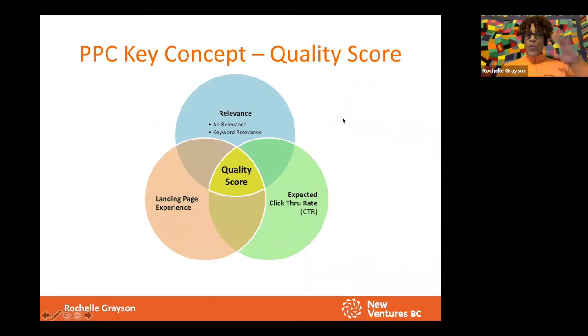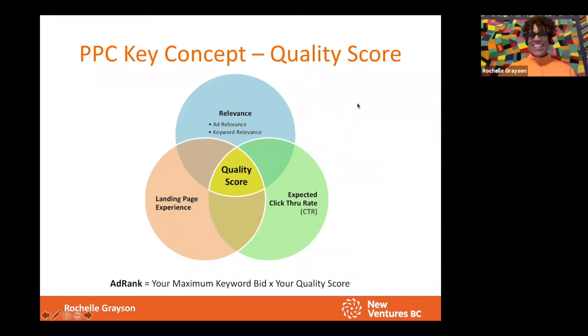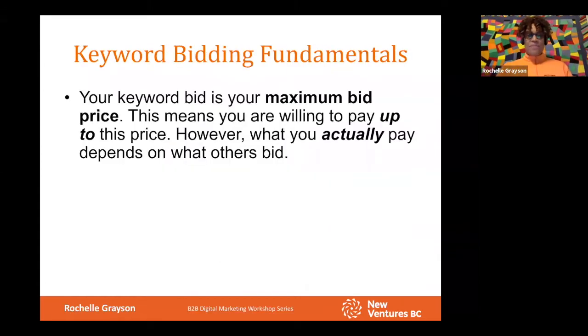And in terms of where your ad ranks, like is it number 1 on the list or number 10, your ad rank is your maximum keyword bid times your quality score. So we talked about what quality score is. Now let's get into keyword bidding, which is a lot of art and some science. Let me delve into that. Your keyword bid is basically the maximum bid price that you are willing to pay for a specific keyword or key phrase. So you are willing to pay up to that price.